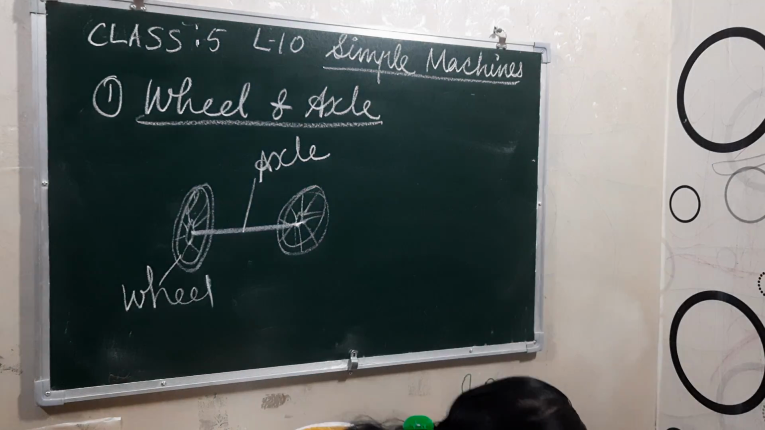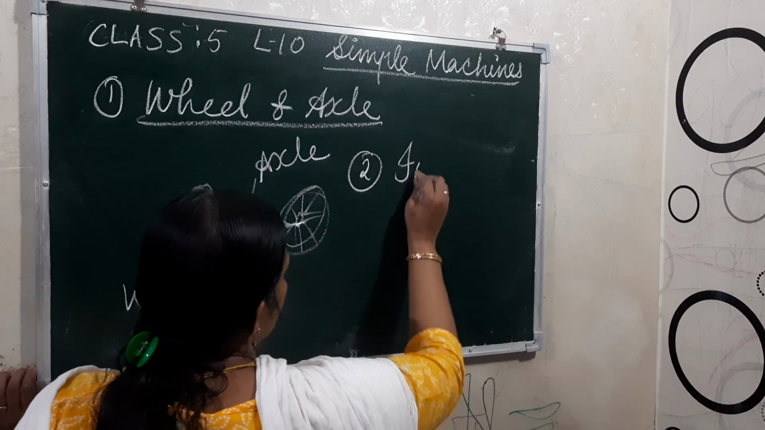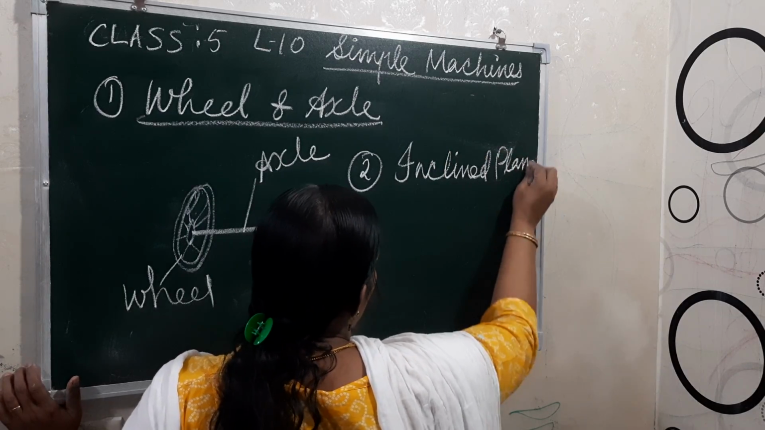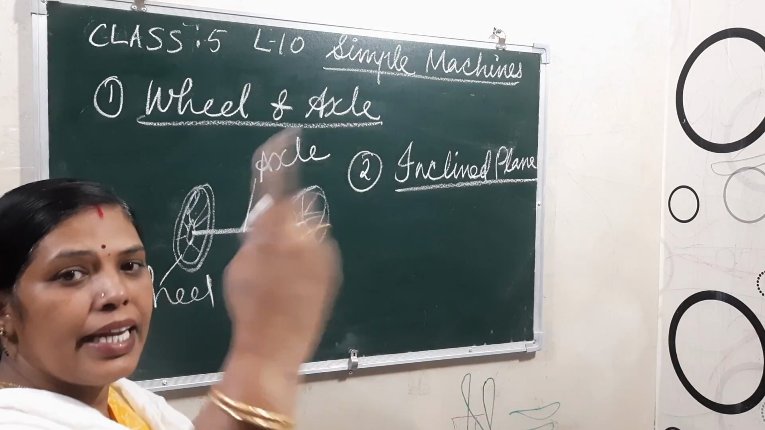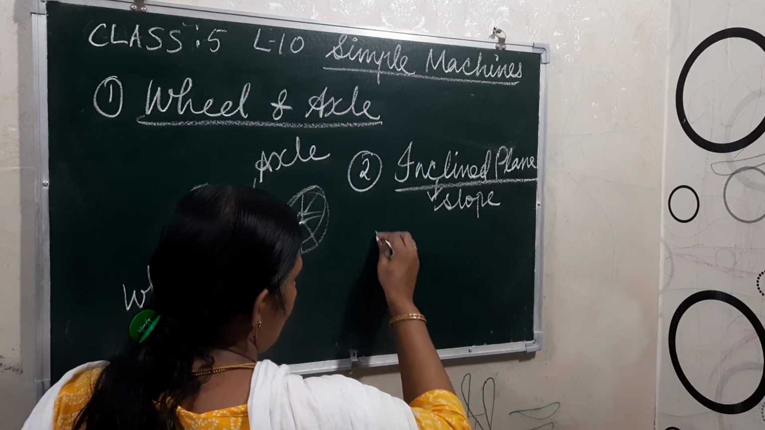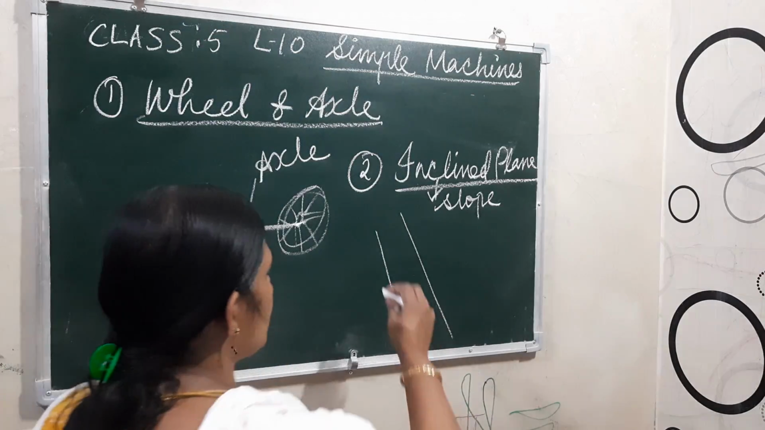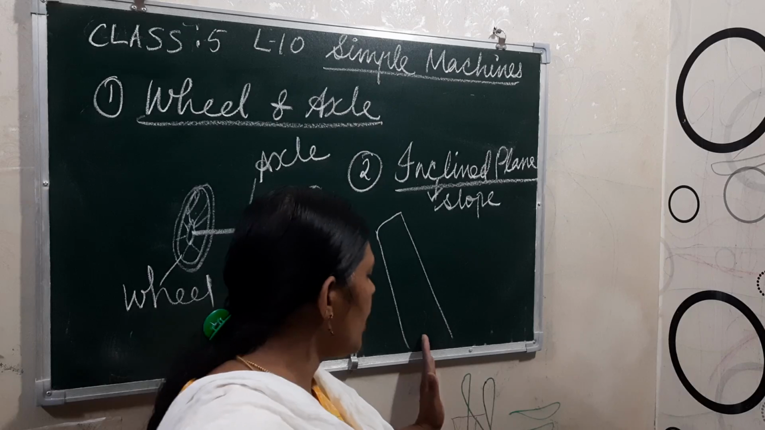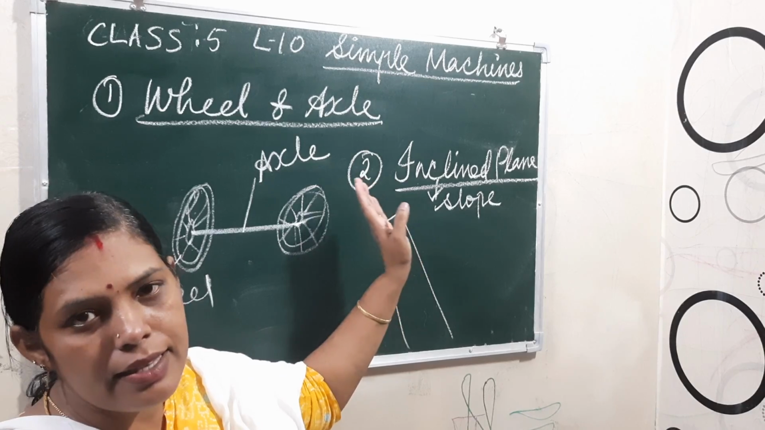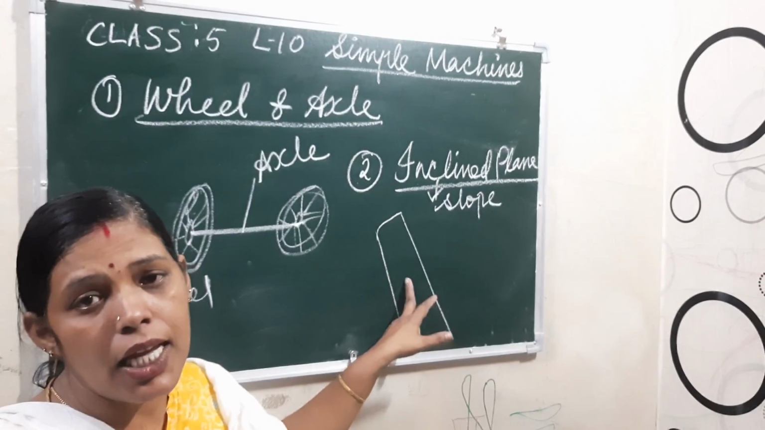And now another one, the second one, it is the inclined plane. See here, inclined plane, it is a slope. For example, if it is a slope like this, then this slope actually helps to move things from down to up easily. If we want to shift things to a higher place, then we can use this slope. This slope is known as the inclined plane.